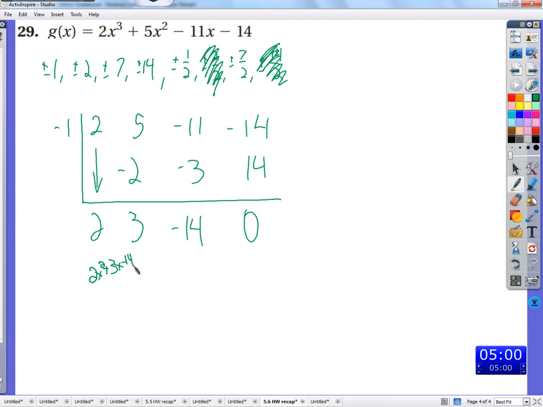Investigate that, see if we factor it. First factor would be x plus 1. Wait, you mean like the two sets, or like write it out? Like the one, two, and 14. Yeah, two sets of parentheses, okay, for this one.